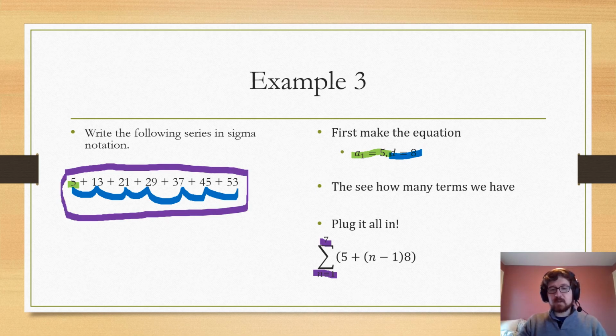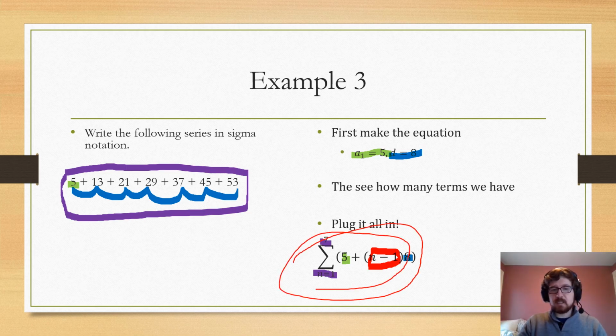And then we're just going to plug in our equation. Our first term is 5. That's what happened here. The common difference is 8. If you're wondering where the n minus 1 came from, that's just from our formula for an arithmetic sequence. And this is considered your final answer. You don't have to do anything past this. This works.